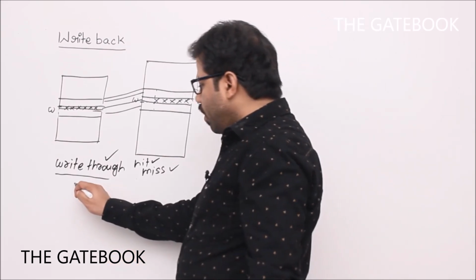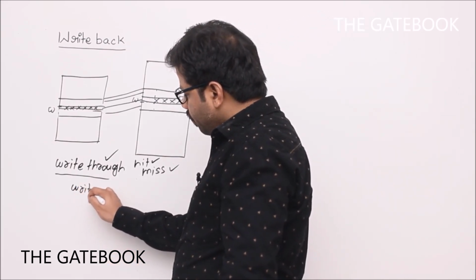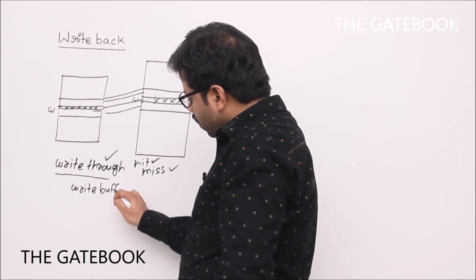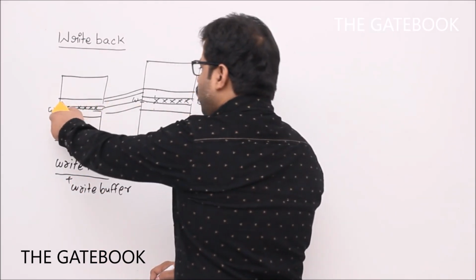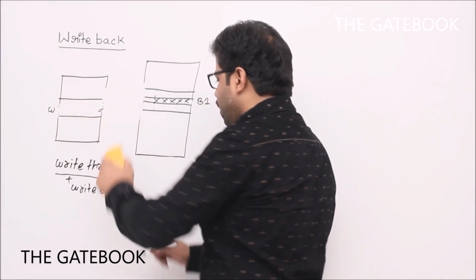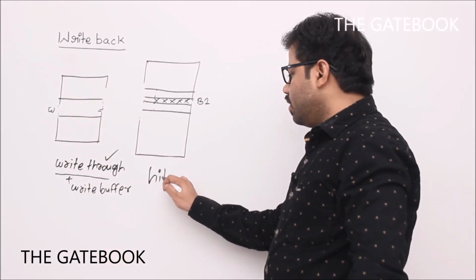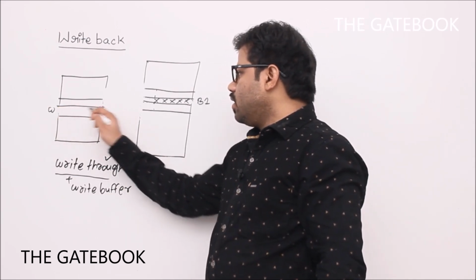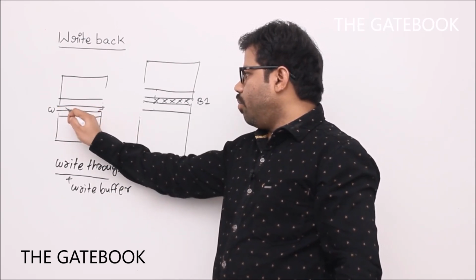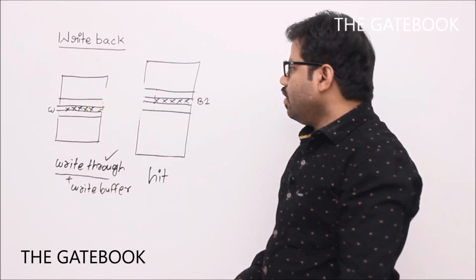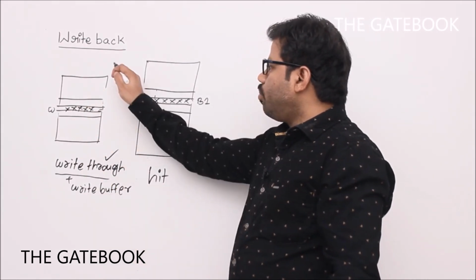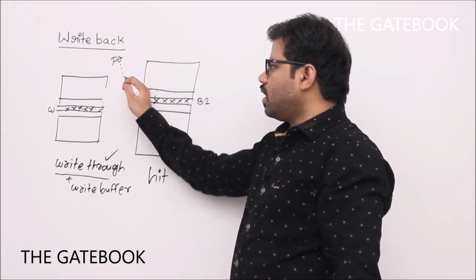Now write through plus buffer. We have a write buffer. When you have a write buffer with the write through procedure, let us first take the case called hit. If it is a hit, then directly go to the cache where the data is available and update it. Update the right word which you want to. Then immediately the processor continues with the next instruction.